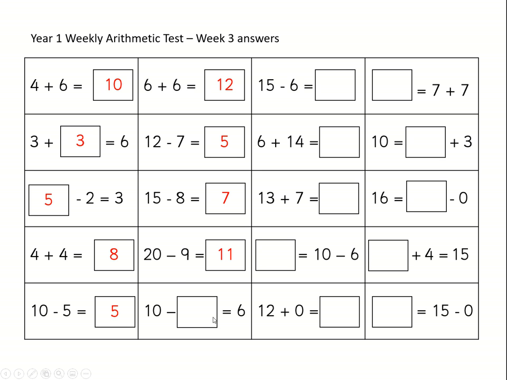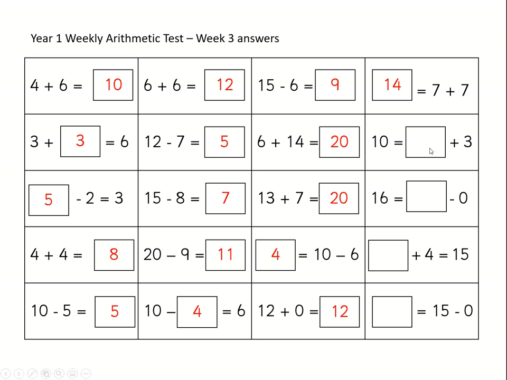And 10 minus something makes 6. So that something is 4. Now 15 minus 6 makes 9. 6 add 14 makes 20. And 13 add 7 also makes 20, because these are number bonds to 20. Then 10 minus 6, doesn't matter, it's the other way around, makes 4. 12 plus 0, well, we're adding nothing to 12, so it's still 12. 7 plus 7 makes 14.